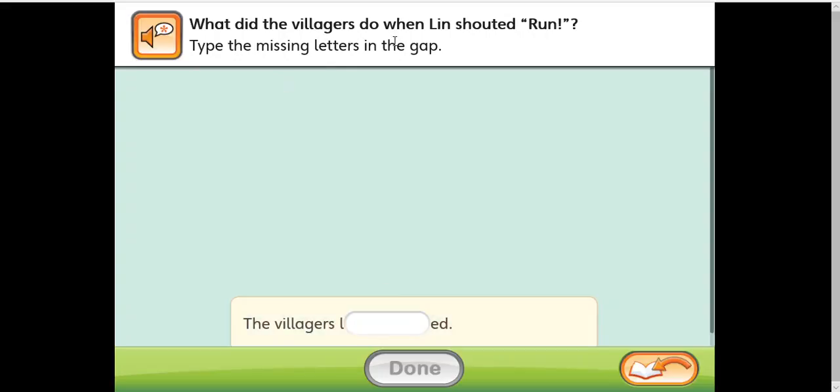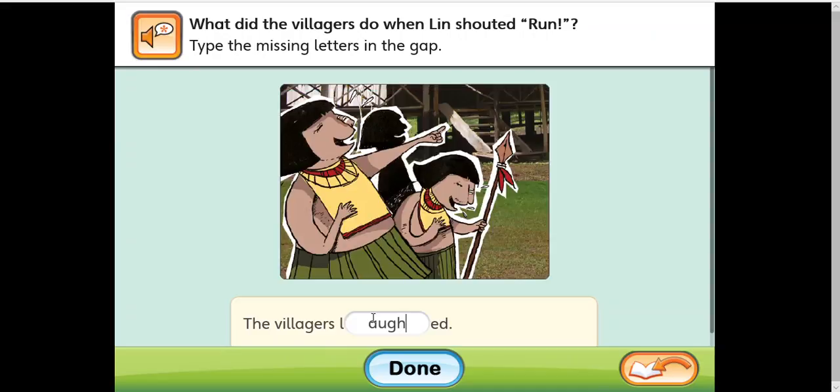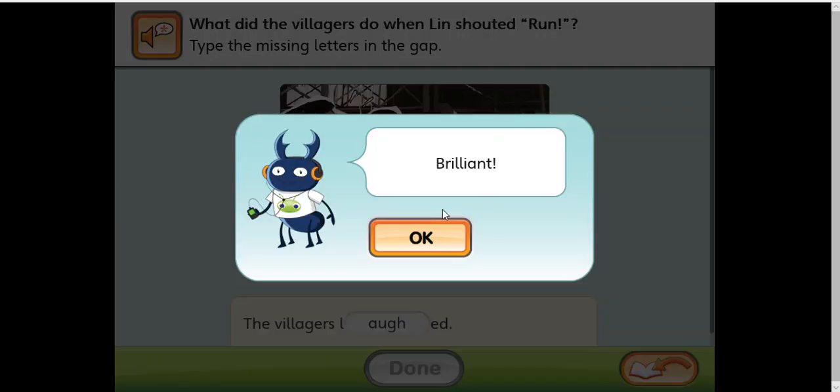What did the villagers do when Lynn shouted, "Run!"? So the villagers laughed. The villagers in the picture laughed. Ha, ha, ha. They laughed. Brilliant. Let's go back to the book.